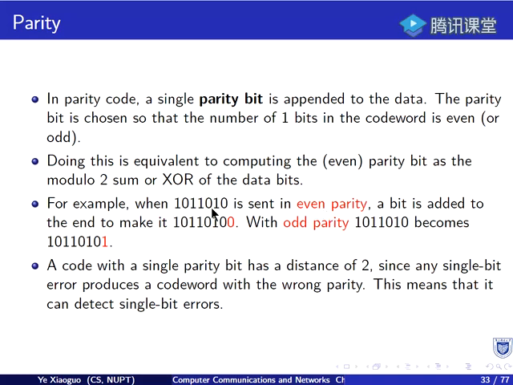So when this bit stream is sent in even parity, a bit is added to the end to make it like this. With odd parity, the bit stream to be transmitted becomes 10110101.